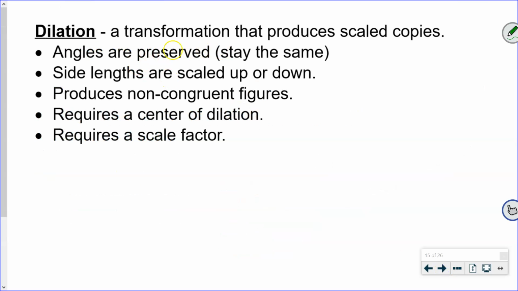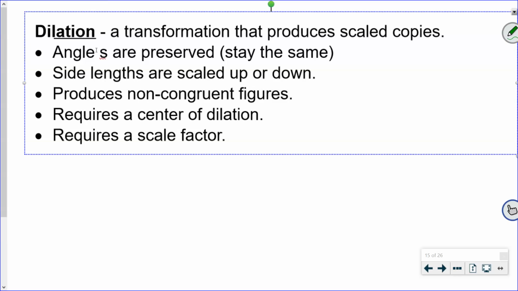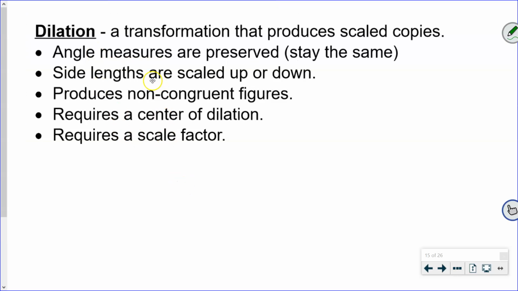Angles are preserved. That means that they stay the same. Angle measures are preserved, they stay the same. Side lengths are scaled up or down. That means that they're not staying the same because they're either getting bigger or they're getting smaller, which means it produces non-congruent figures. In order to perform a dilation, we need a center of dilation and we need a scale factor, and those things are going to be coming up again today.